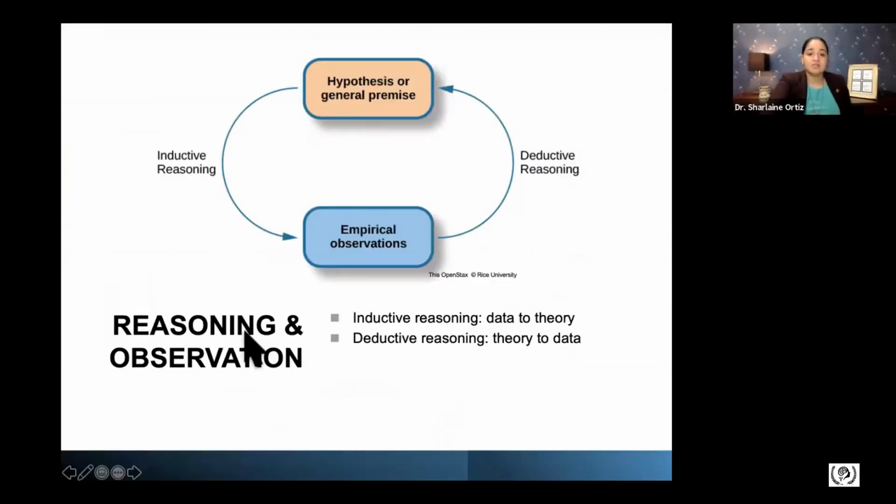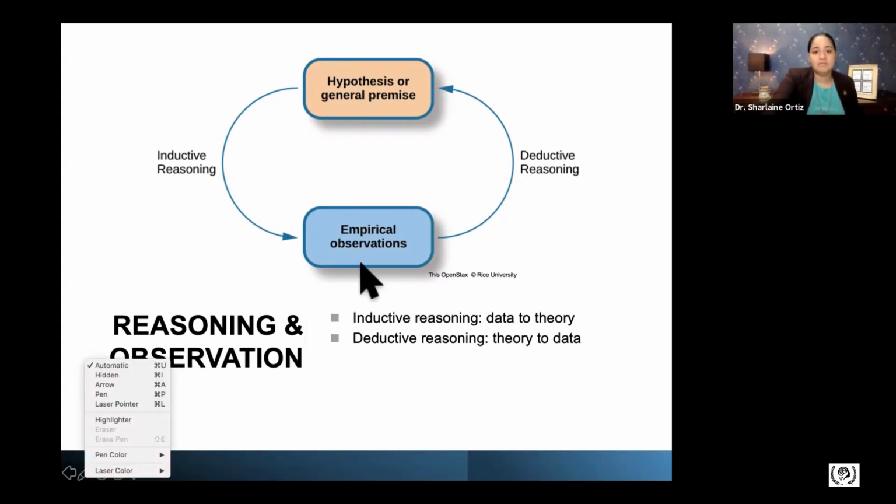Now, something that is also significant and very important is how we conduct observations. How do we conduct reasoning in order to understand an observation? So in this example that I am showing in this slide, I want you to notice that we have different forms of conducting our reasoning, of conducting our observation. So we have deductive reasoning. What do I mean by deductive reasoning? Well, in deductive reasoning, I want you to look at the empirical observation, right? So we conducted our observation.